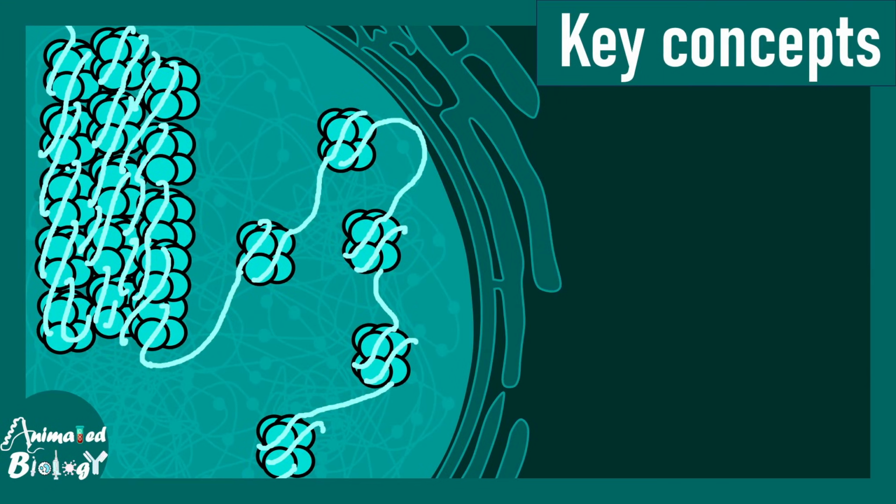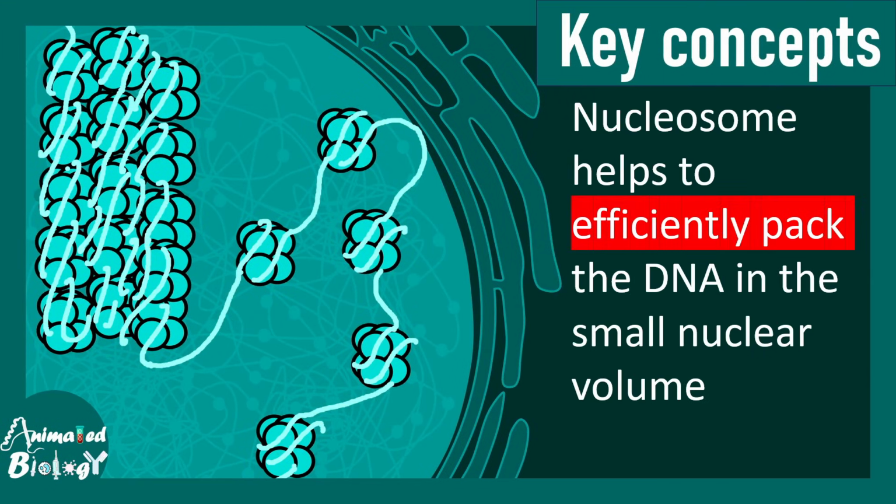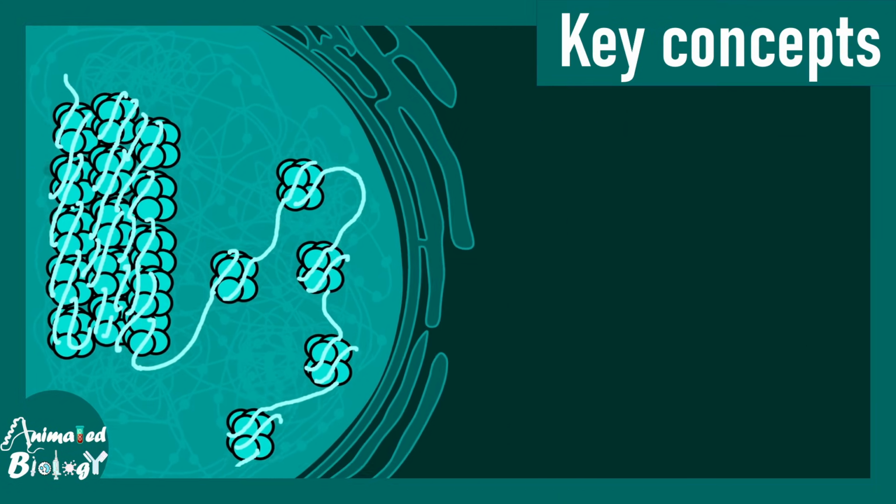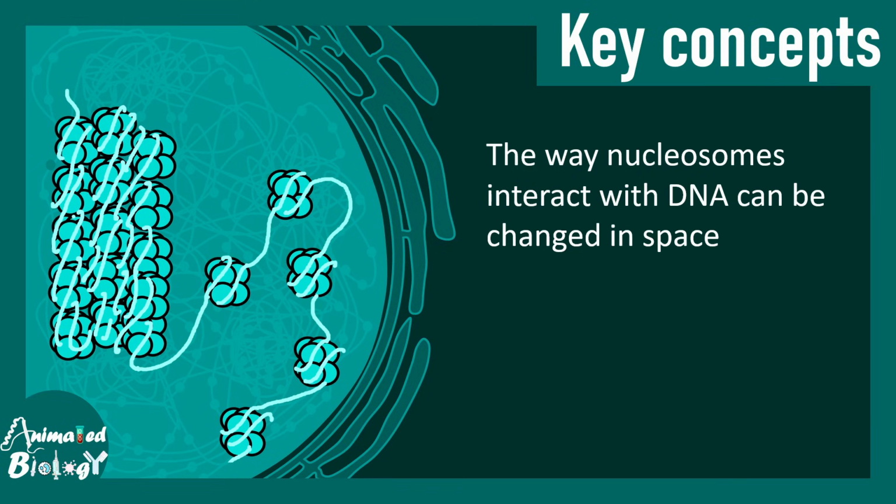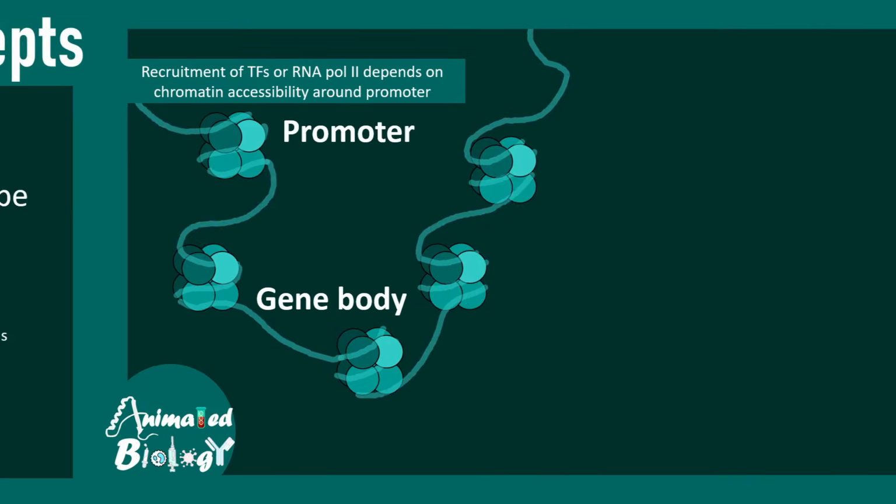So the key concepts that we learned: the nucleosome helps efficiently pack the huge amount of DNA inside a small nuclear volume. Also, we learned that the way the nucleosome interacts with the DNA can be changed in space and time with the help of histone modification. So these are known as epigenetic changes.